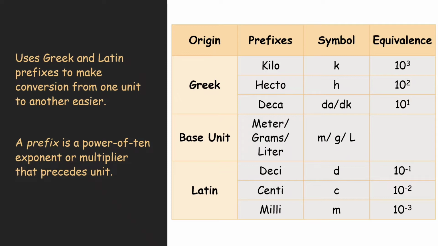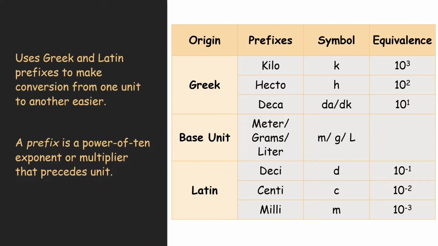So, ano ba yung mga prefixes na galing sa Greek? We have the kilo, hecto, deca. And we have also the base unit. It could be in meter, grams, or liter. Then, yung Latin naman, na prefixes are the deci, centi, and milli.